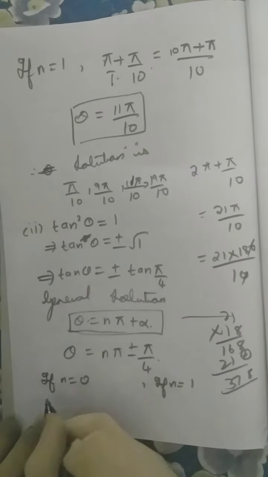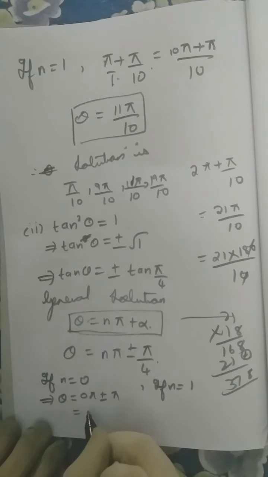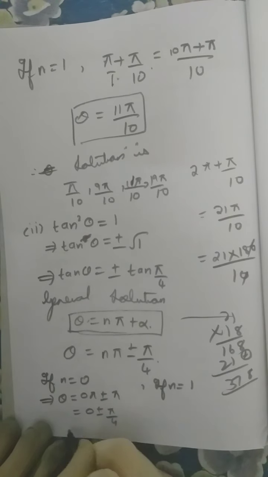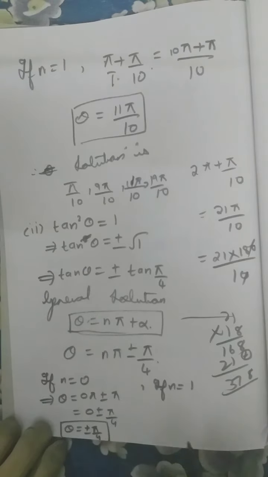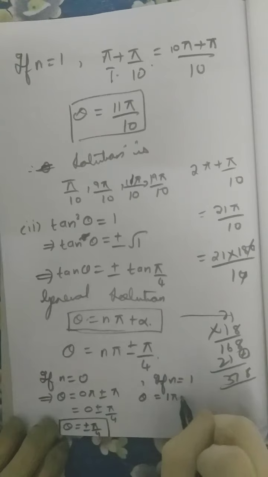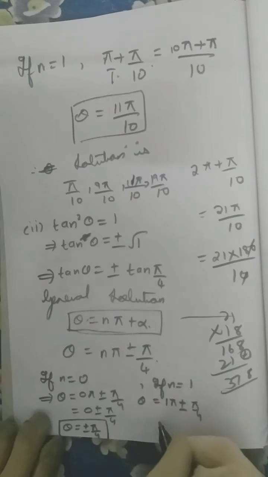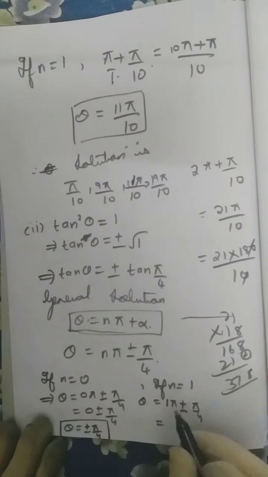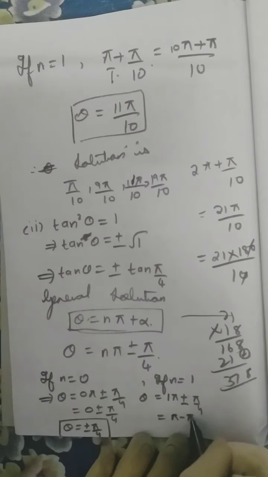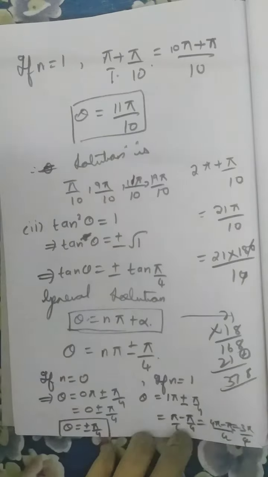If I take n equal to 0, I get theta is equal to 0 into pi plus or minus pi by 4. 0 into pi is 0 only, so 0 plus or minus pi by 4. So I got the value of theta as plus or minus pi by 4. Similarly, if I take n equal to 1, I get theta as 1 into pi plus or minus pi by 4. First I will find it for pi minus pi by 4. What will I get? I will get 4 pi minus pi by 4, that is 3 pi by 4. So I got the value of theta as 3 pi by 4.